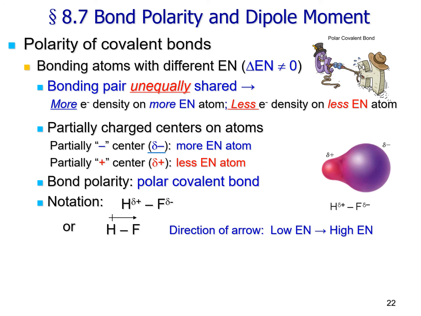We use an arrow. The arrow starts at the less electronegative atom and points all the way to the atom with the higher electronegativity. We use a plus sign to let people know, all right, this is where the element has less electronegativity.